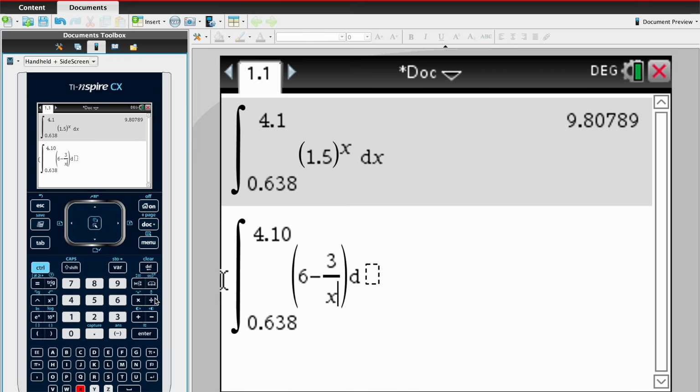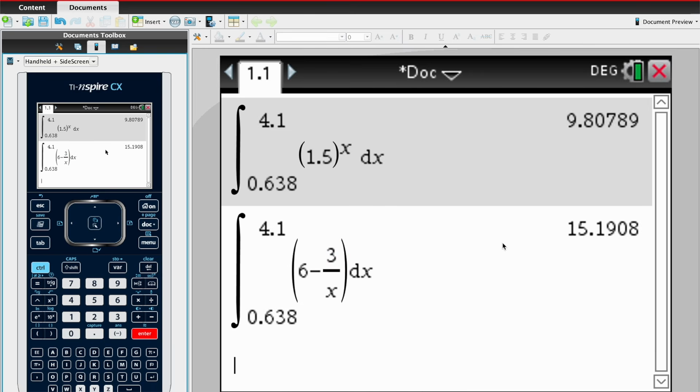So this is 3 over x, and then again in terms of dx. All right, so it's larger, which is what we would expect, and it's 15.1908. I'm actually going to keep all of those digits and not round to 3 significant figures yet, because we're still within this question. We should only round to 3 sig figs once we've reached the end of the question. So let's go back to the document here.